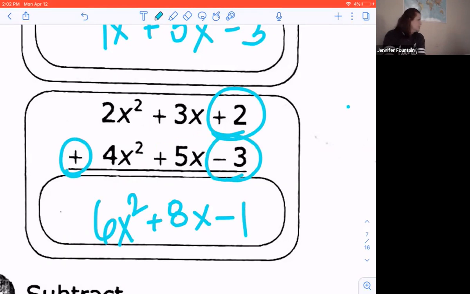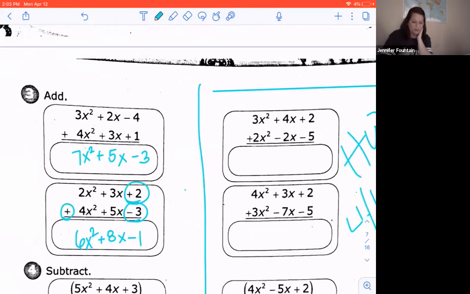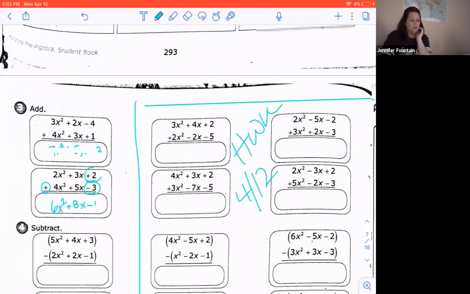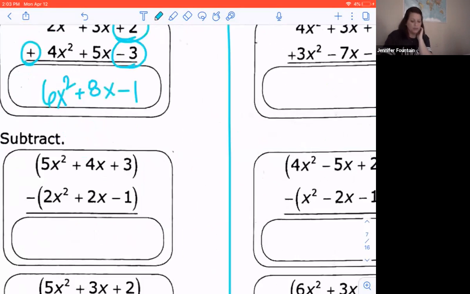Check your answer. Is that what you got? If you didn't, look to see why you didn't get that answer. What mistake did you make? Because part of understanding and learning is understanding when you make a mistake, why did you make that mistake and what do you need to do differently next time? Okay? All right, so that's adding. So you'll have four addition problems. Now let's do subtraction.